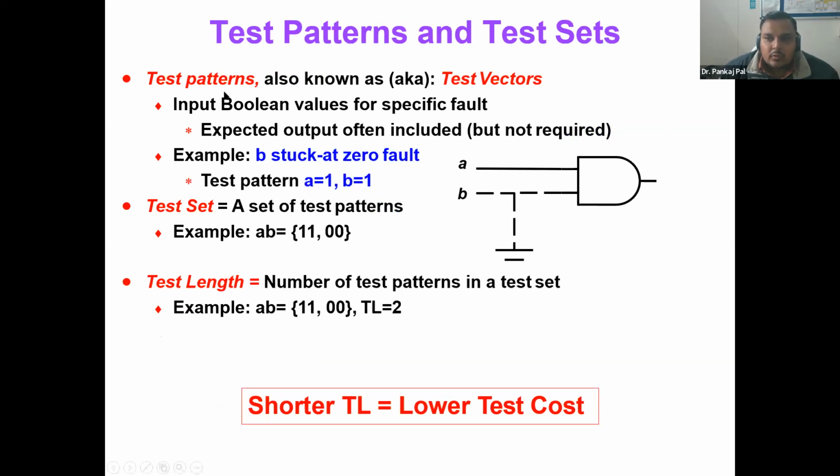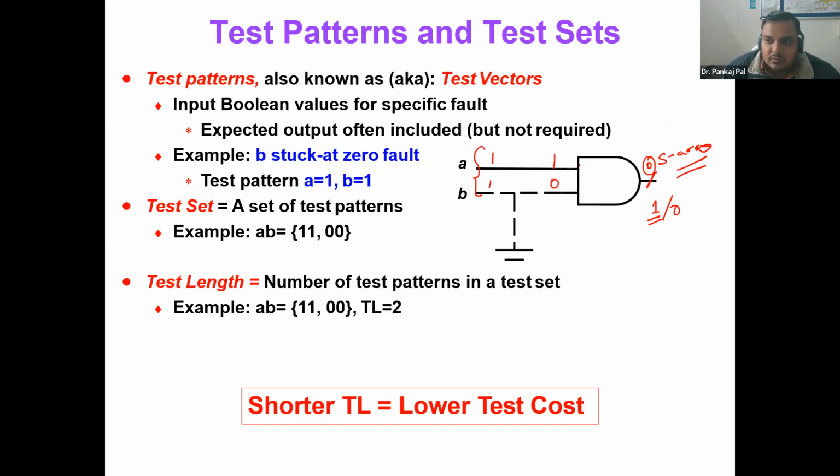What is a test pattern? As I already told you, this is a circuitry, and suppose there is a fault. There is a stuck-at-zero fault. Stuck at zero fault means this is always at zero. How can you find it? You just have to apply a certain set of inputs so that you are able to get the output. If I'm applying 1 over here, then ideally the correct output should be 1. But because of this stuck-at fault, I'm getting 0 here. So because of this combination, I'm able to find it.